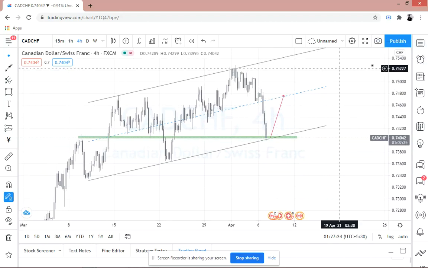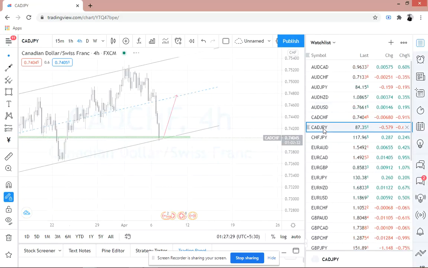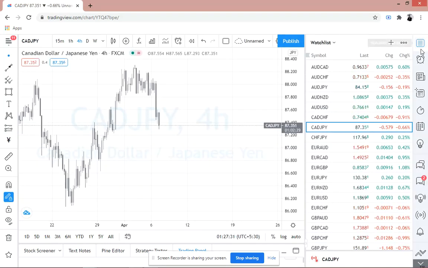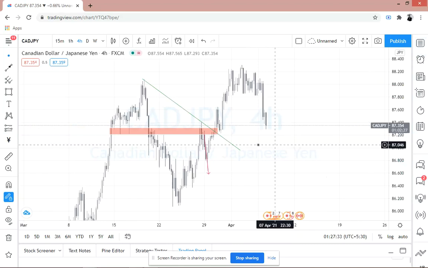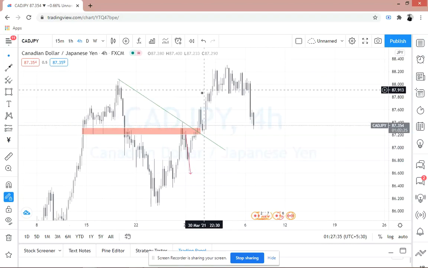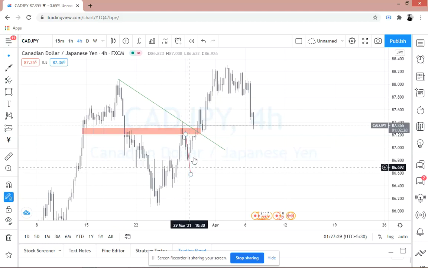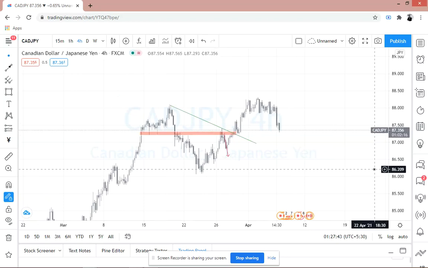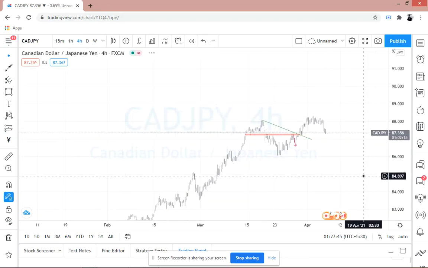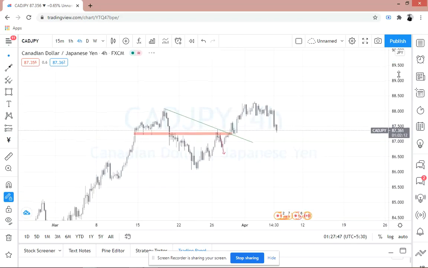This is my expectation on CAD CHF. On CAD JPY, let's see what we got. The market moved down a short while on CAD JPY. From there, we have a strong rejection to the upside. Okay, but the major trend is up. Major trend is up.